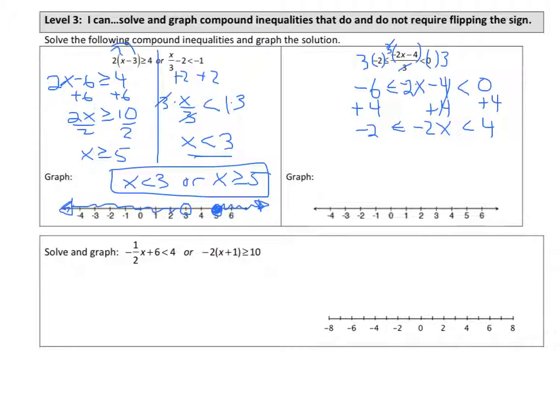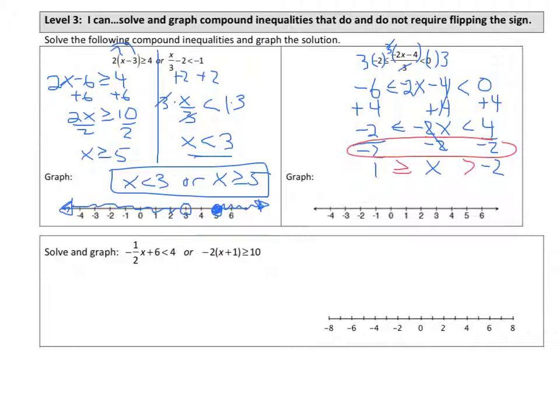Now I divide by negative 2 to get x by itself. And since I'm dividing by a negative, I have to remember to flip the signs. So whenever you divide by a negative, like we just did right here, the signs flip. So they're now going to face this way. On the left side, negative 2 divided by negative 2 is positive 1. My negative 2's cancel, and I get x in the middle. And 4 divided by negative 2 is negative 2.